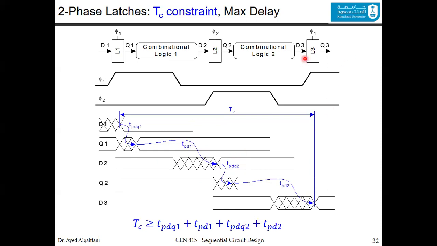Now for this one, the D to Q will actually be part of the second cycle. Remember, the cycle comes from the first rising of phi 1 until the second rising of phi 1. This is the definition that we agreed on before.